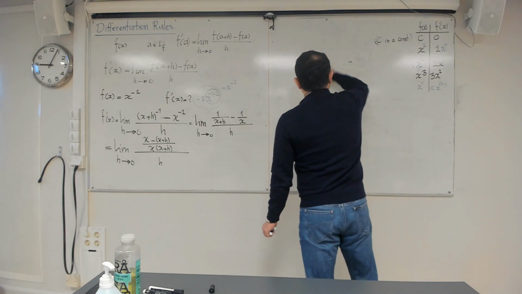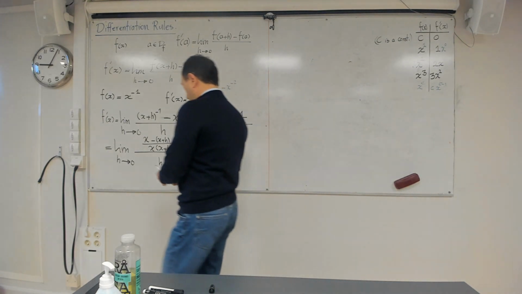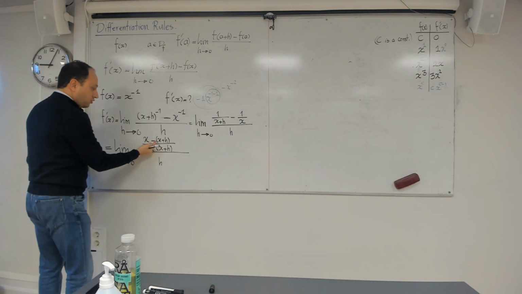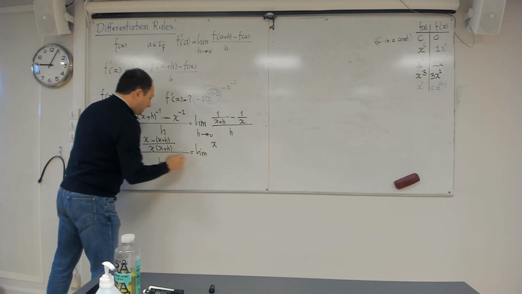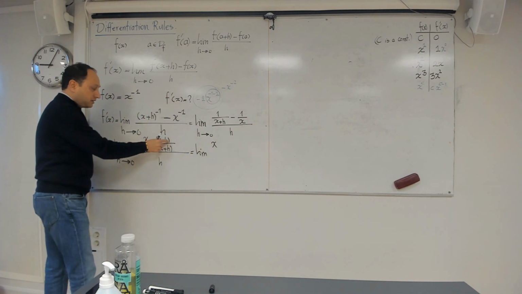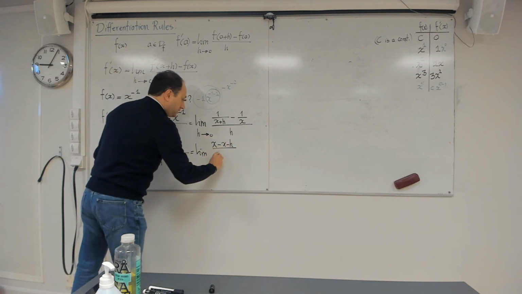Okay, so let us simplify this. The first step, I need to open this pair of brackets. So this becomes the limit of x. This minus sign goes for x and it goes for h. It becomes minus x minus h. But let us not touch the denominator.